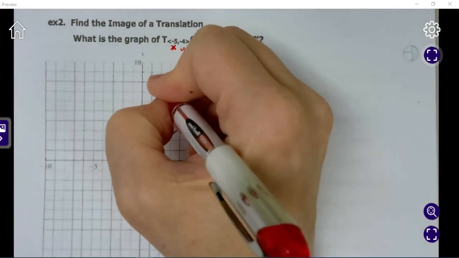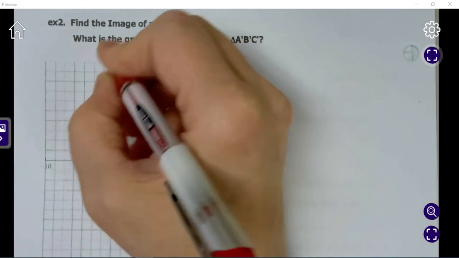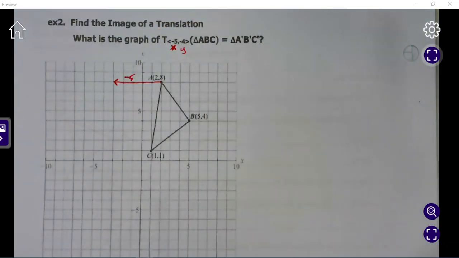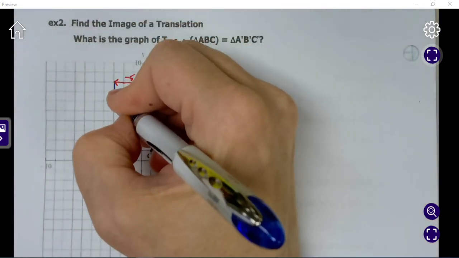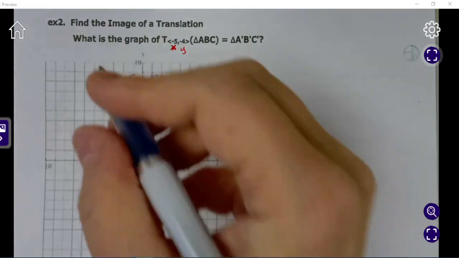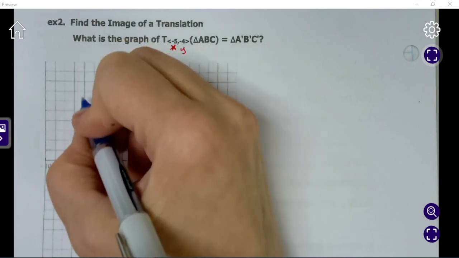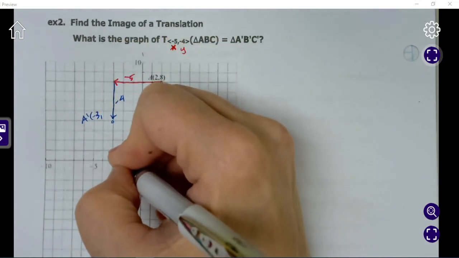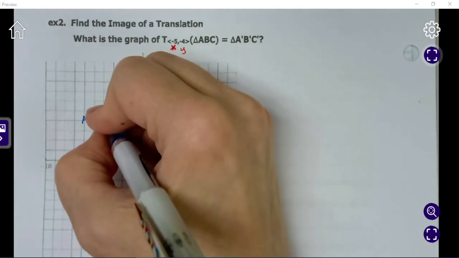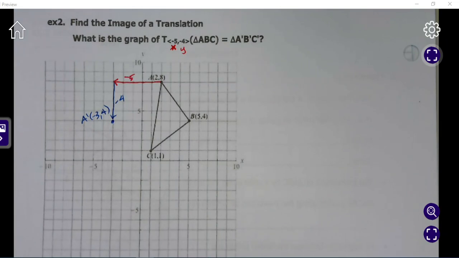So taking A, you're going to go left -5. 1, 2, 3, 4, 5. And then you're going to go down 4. 1, 2, 3, 4. So my new point, A prime, is at 1, 2, 3, -3 to the left. 1, 2, 3, 4, +4 up. All right, go ahead and do the other 2 points. I want you to translate B and C using the translation rule.